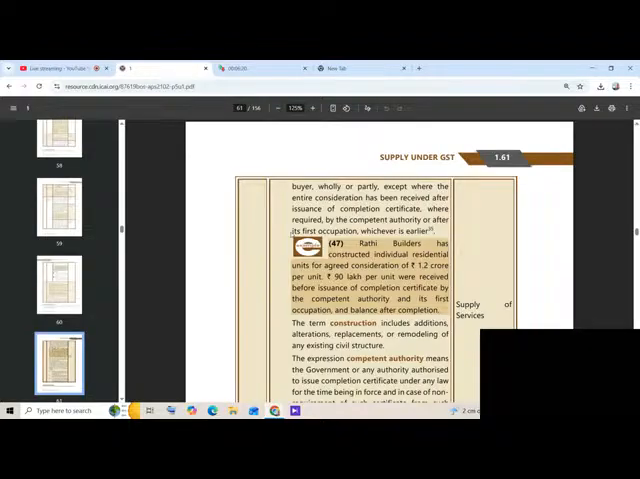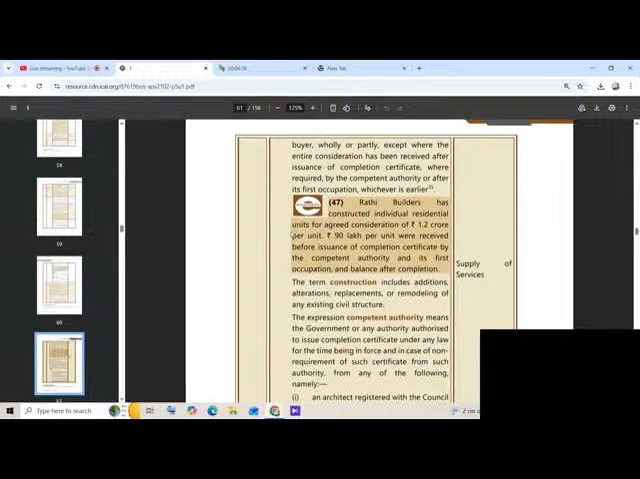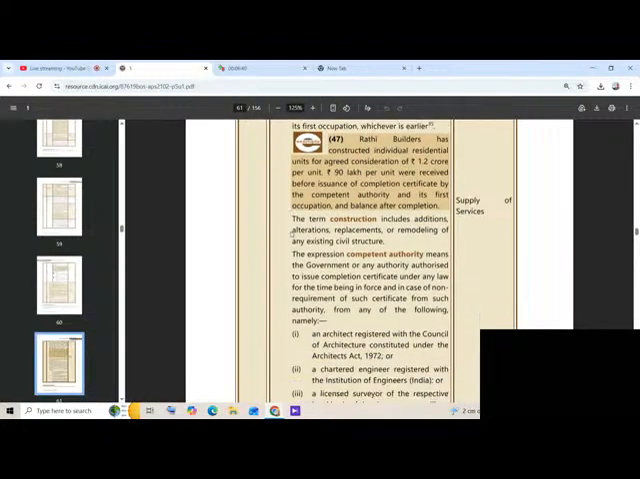Example, Rathi Builders has constructed individual residential units for agreed consideration of rupees 1.2 crore per unit. 90 lakh per unit were received before issuance of completion certificate by the competent authority and its first occupation, and the balance after completion. The term construction includes additions, alterations, replacements, or remodeling of any existing civil structure.